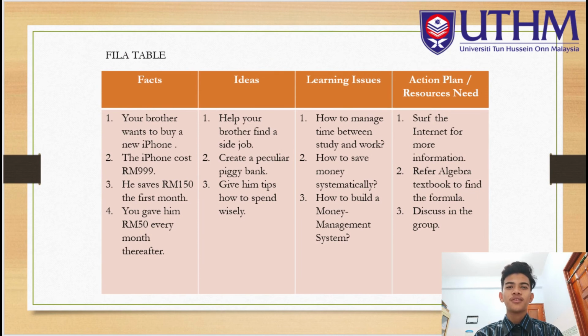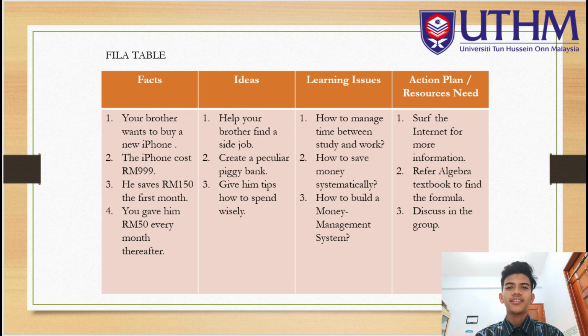Now I will explain to you about the filler table for question number 2. Now we go for the first one, which is facts. Fact number 1 is your brother wants to buy a new iPhone. Second, the iPhone costs about 999 ringgit. Third, he saved 150 ringgit the first month. Fourth, you gave him 50 ringgit every month thereafter.